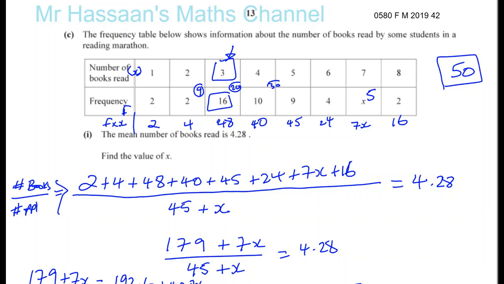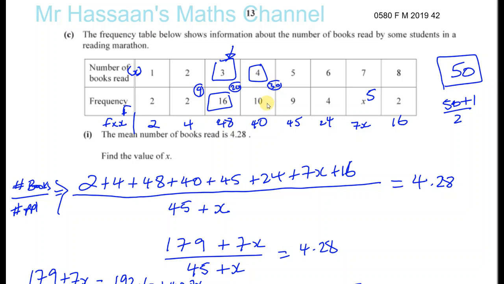So the median is the middle term when they're in order of size. 50 plus 1 divided by 2 gives you 25.5. So we're looking at the 25th and the 26th person, and both of them are in this category here. Because the 20th person read 3 books and the 30th person read 4 books, the 25th and the 26th person must have read 4 books.